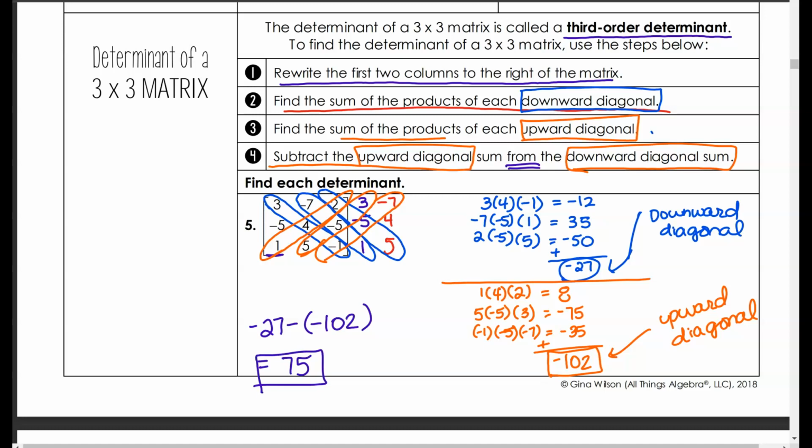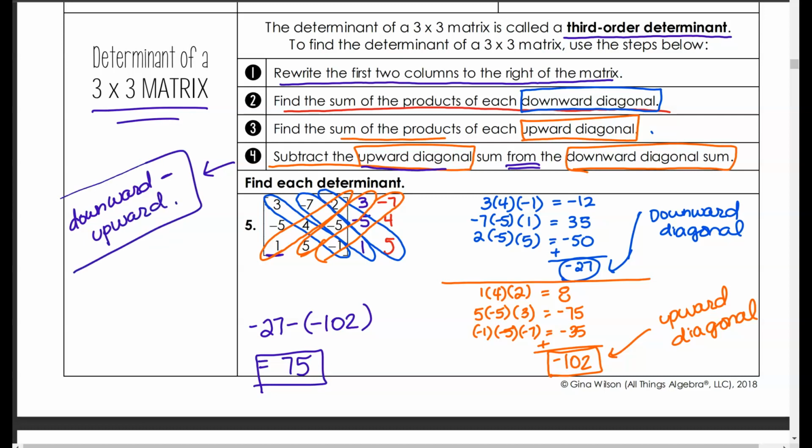So the determinant of a 3 by 3 matrix, right? Again, we're going to have to sum the downward diagonals, sum the upward diagonals, and then subtract the upward diagonal from the downward diagonal. So this translates to our downward minus the upward diagonal. Okay? So that's what's happening here, and that's how we get that 75.